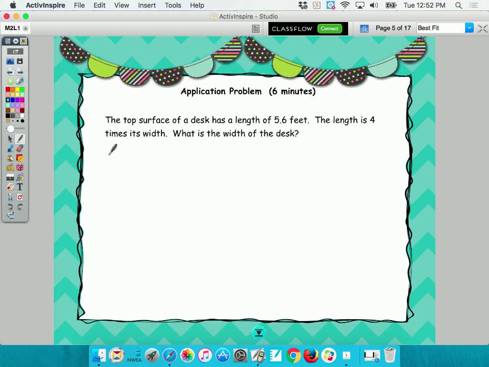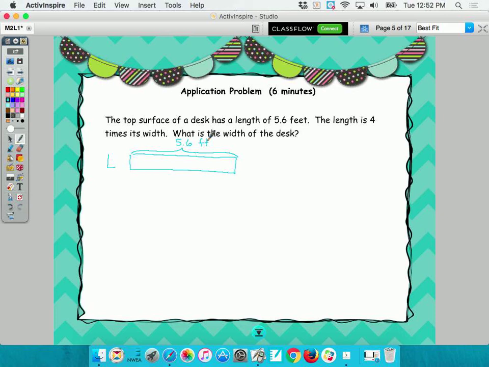Yes. Okay, since I know the length is longer, I'm going to make that a pretty long tape diagram. That's going to give me room to work. And what is the length? 5.6 feet, or 5 6/10 of a foot. Okay, so that's what I know. I also know that the length is 4 times the width. So 4 times the width is the length.